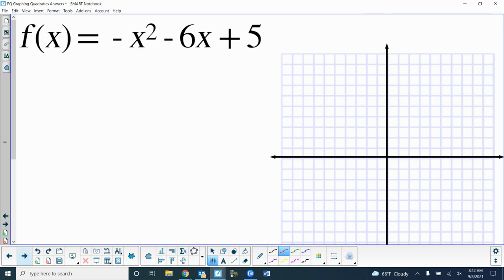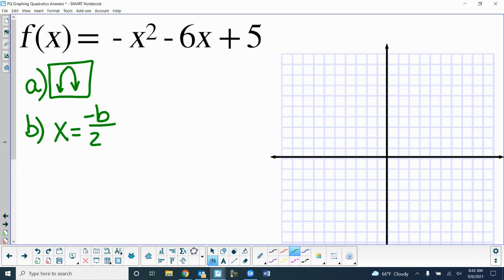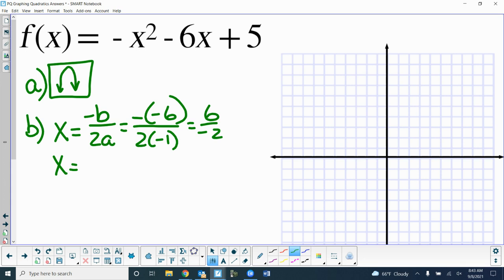All right, so here's the second one we had to do. Open up or down? Down. Same reason, right? Our A value is -1. X equals -b over 2 times A. B is -6. And A is -1. So that's 6 over -2. So my axis of symmetry is x equals -3.